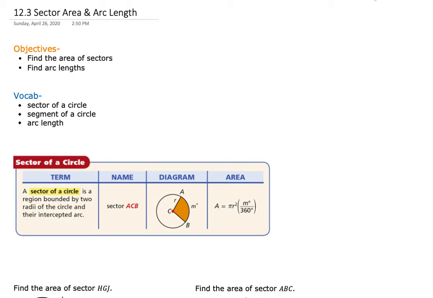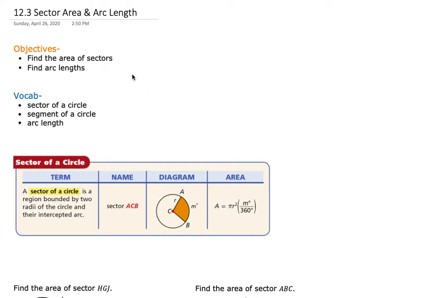Hi, Geometry. We're going to do 12.3 this week, and then you also have a quiz. So 12.3 is sector area and arc length. And I think in your assignment, it asks you to write answers in terms of pi and rounded to the nearest hundredth. You only have to give me the rounded to the nearest hundredth. If you want to do both, that's fine, but I'm only checking the decimal approximation.